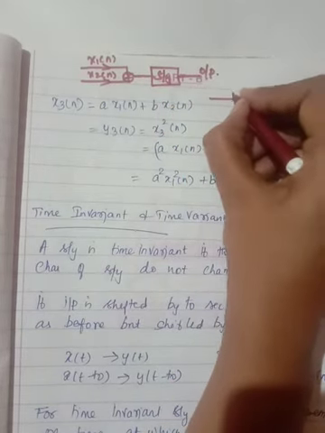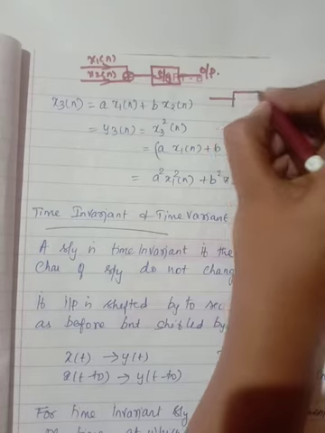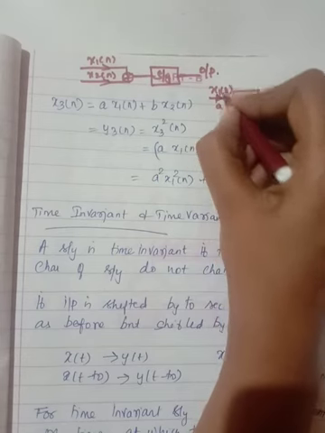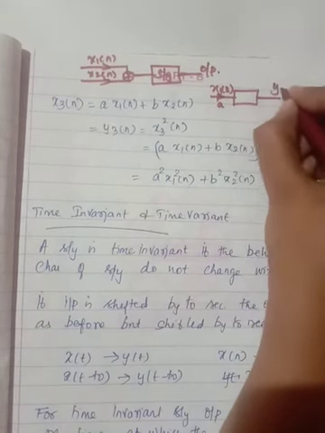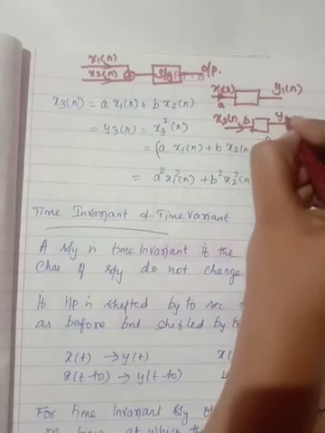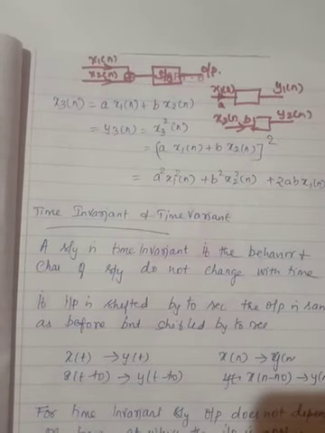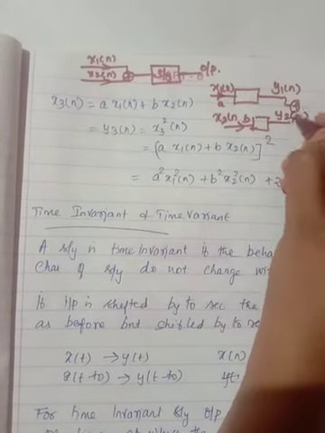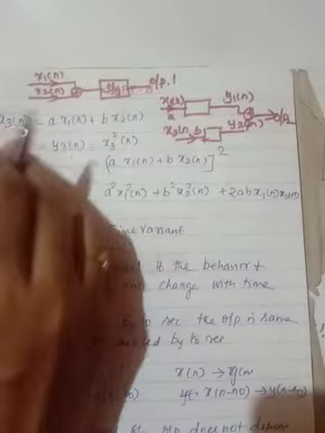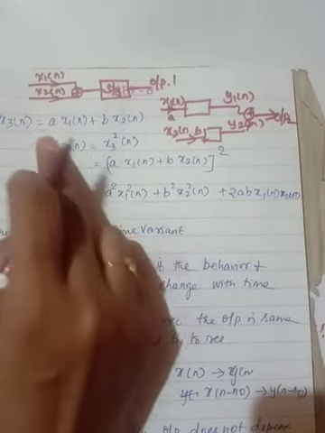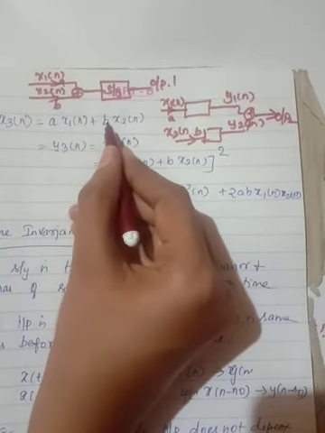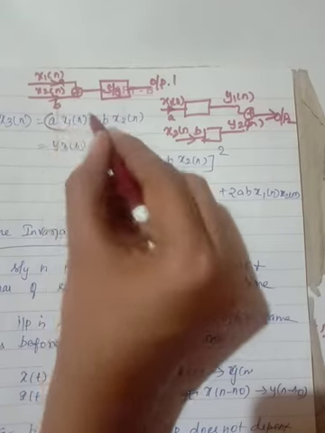The next one, what I did is I gave x1 of n, a scaled version, a x1 of n, with the output producing y1 of n. Then I am giving x2 of n with a scaled version b to the system, that is y2 of n. Now adding these two will give the same result. This is output 1, this is output 2. Now I am considering x3 of n, which is nothing but the addition of these two signals: a x1 of n plus b x2 of n, which I am giving to the system as a single input.